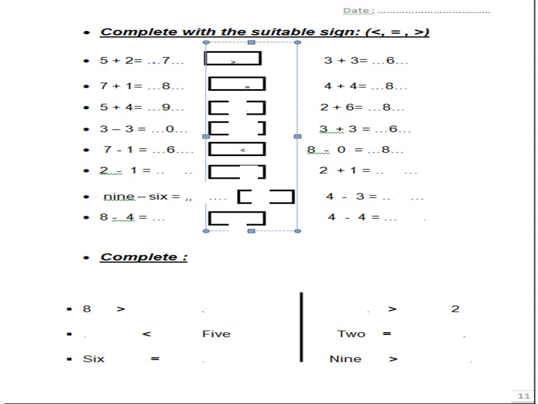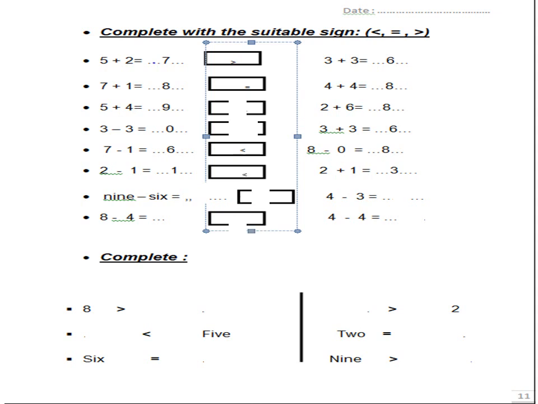After 1, it will be 2. So the answer 2 minus 1 will be 1. 2 plus 1: 2 in your mind, 1 in your finger, and 2 plus 1 equals 3. 1 and 3, which is bigger? Of course, it will be 3.